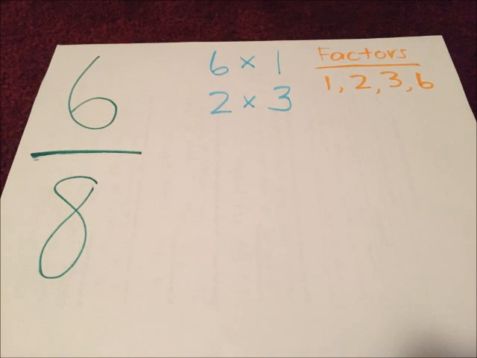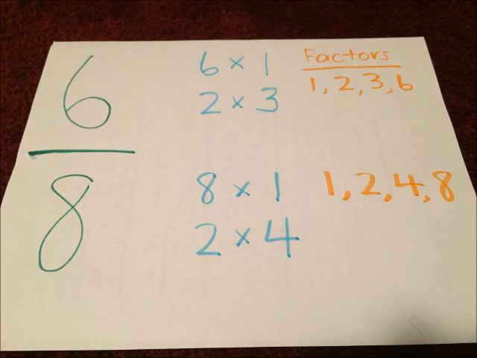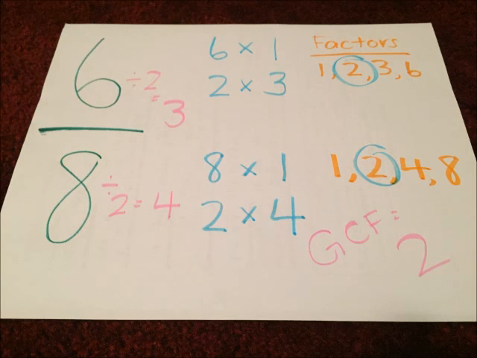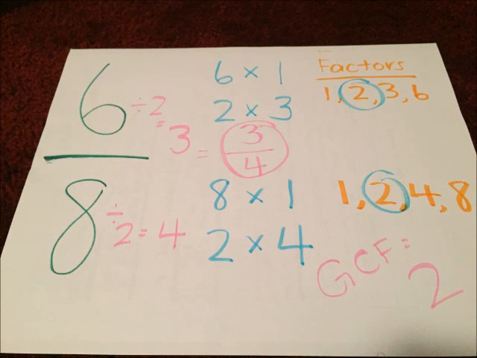6/8. List out the factors of 6. 1 times 6, 2 times 3. List out the factors of 8. 1 times 8, 4 times 2. Choose the biggest, which is 2, and divide. 6 divided by 2 equals 3, and 8 divided by 2 equals 4, leaving you with 3/4.